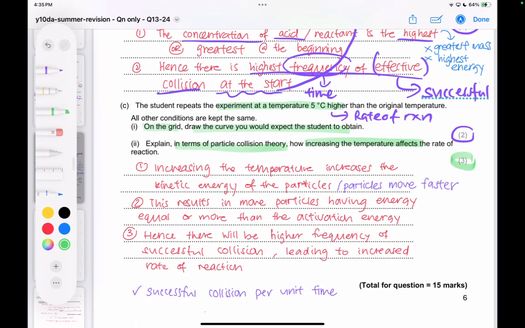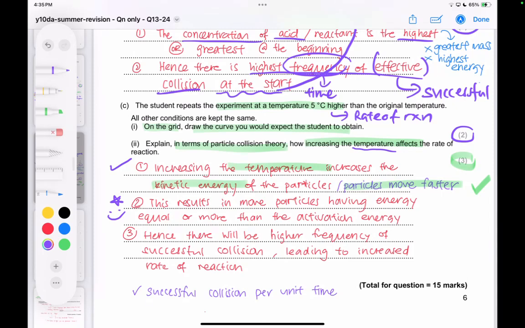When it comes to temperature, you do have one extra step that you need to explain. So the first one here, most of them will be able to get it, is that if you increase the temperature, the kinetic energy of the particles will increase. What it means is the particles will actually move faster. Just saying that the particles will move faster will also get you the first mark. Next one, and this is the hard one. So I'm going to put an asterisk, put a smiley face.